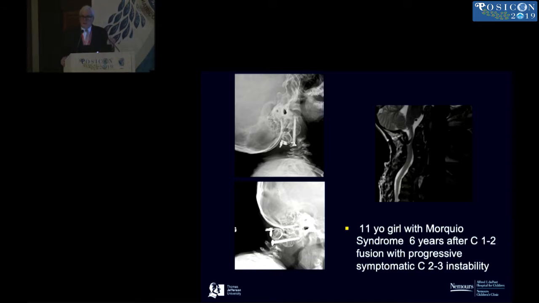This is a patient of mine with Morquio syndrome. I did a Brooks and a transarticular screw for upper cervical instability. And you can see that the upper cervical segments on that follow-up MRI are fine, but the child has developed instability between the second and third cervical segments with some cord compression. So how are you going to treat it?